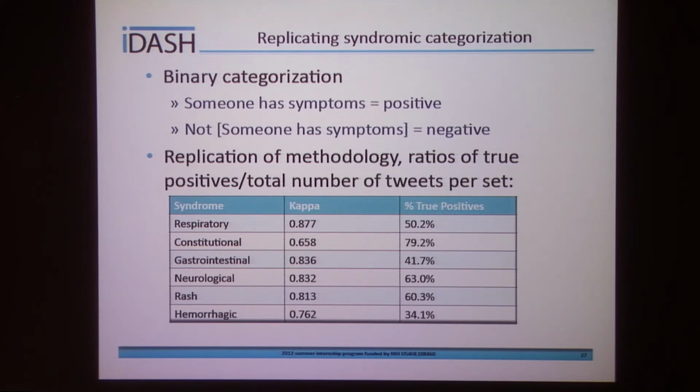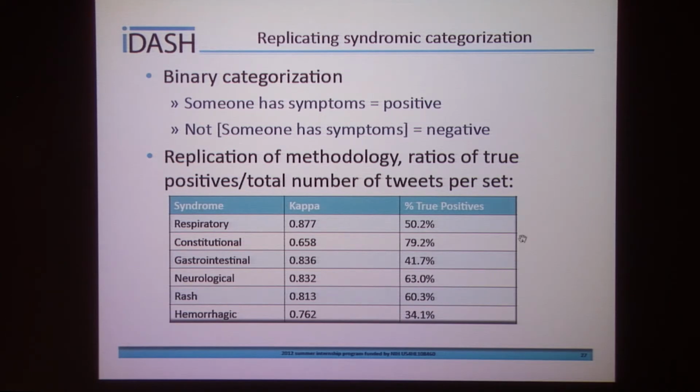So the tweets in each syndromic set are categorized in a binary fashion. Either the tweet belongs in the set or it doesn't. It belongs in the set if it's the case that someone is experiencing symptoms, and otherwise it is irrelevant. Again, my first step in this project was to replicate this methodology.